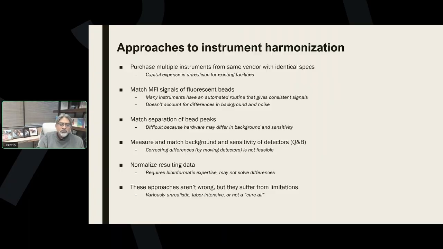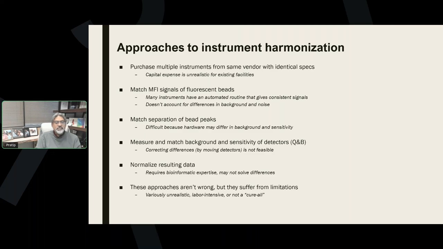So how have people approached instrument harmonization? Well, one idea that's been implemented in places is to purchase multiple instruments from the same vendor with essentially identical specs. But that's often unrealistic because we're going to do team science with existing resources that are at each of these different facilities, and the capital expense of buying a new instrument is quite dramatic, and so it's difficult to really make it so you plan a study out with matching instruments across sites.